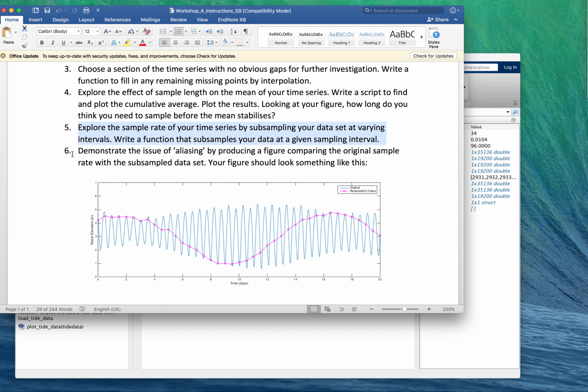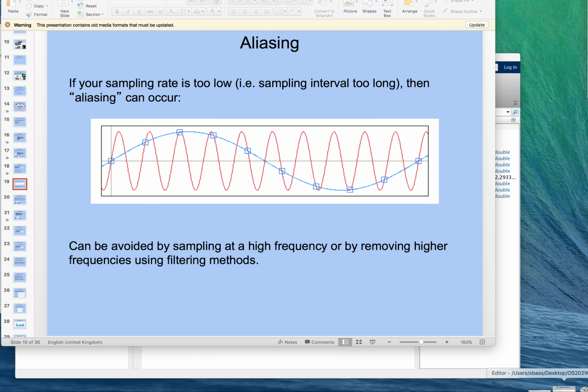So step 6 is to demonstrate the issue of aliasing, which is actually a byproduct of undersampling our data. We go back to our lecture slide on aliasing. So aliasing occurs when your sampling rate is too low. In other words, the time between successive samples is too long in order to pick up the periodic components that you're looking for, and you end up with a period which looks like it's much longer than it really is, or that one exists.